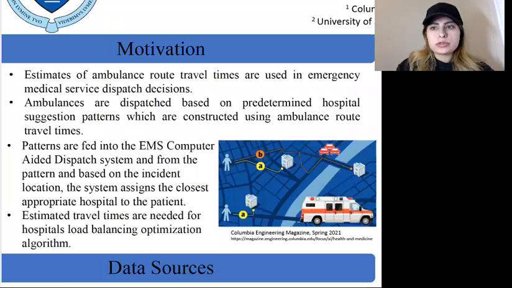Ambulances transport is usually on the basis of transferring the patients to the closest appropriate hospitals. To choose the closest hospitals, we need to have an accurate estimate of ambulance routing travel times, which can be inferred from historical data. With estimated travel times, we can build hospital suggestion pattern, which is central to the EMS ambulance dispatching system.